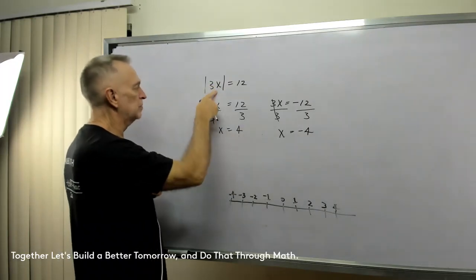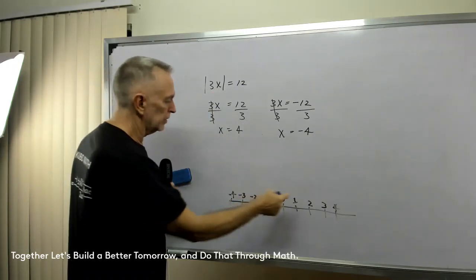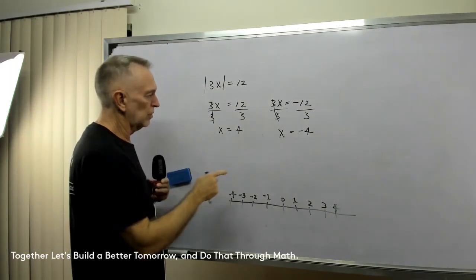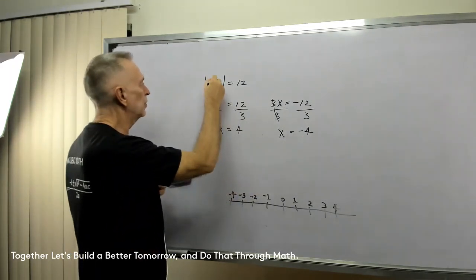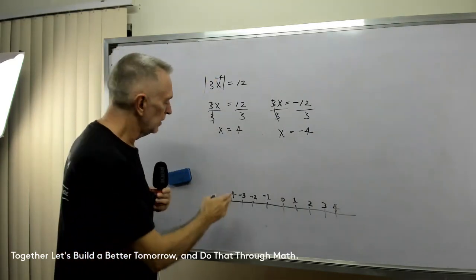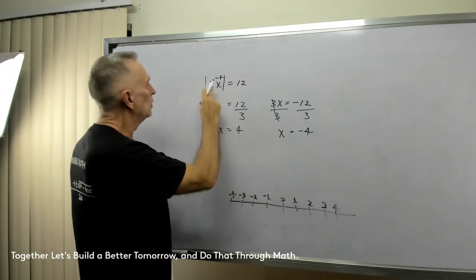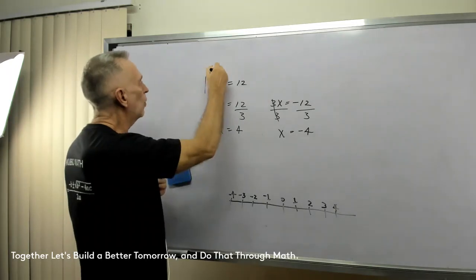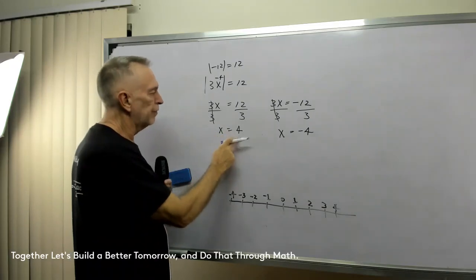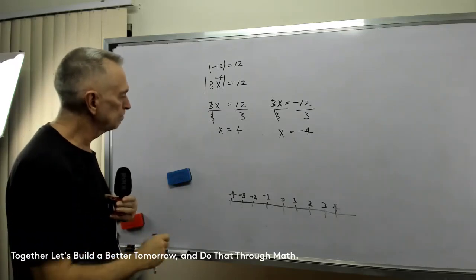So let's plug these back in. 3 times 4 is 12. The absolute value of 12, it's 12 units from zero. So that equals 12, that's correct. -4, so if we put a -4 in here, 3 times -4 is -12. Well, how far is -12 from zero? It's 12 units. So the absolute value of -12 is 12. So x equals 4, x equals -4 would both be solutions in that case.